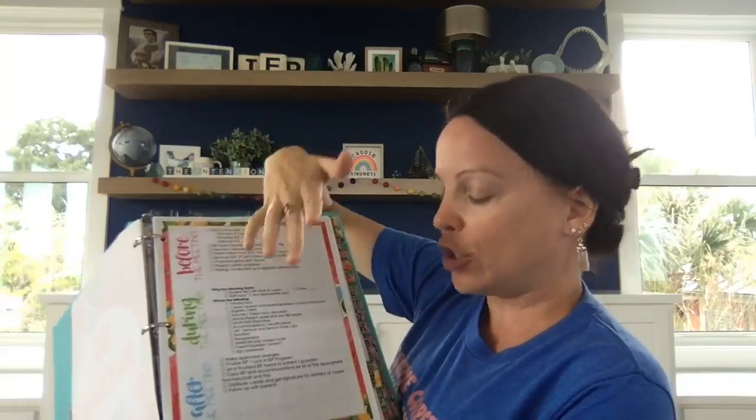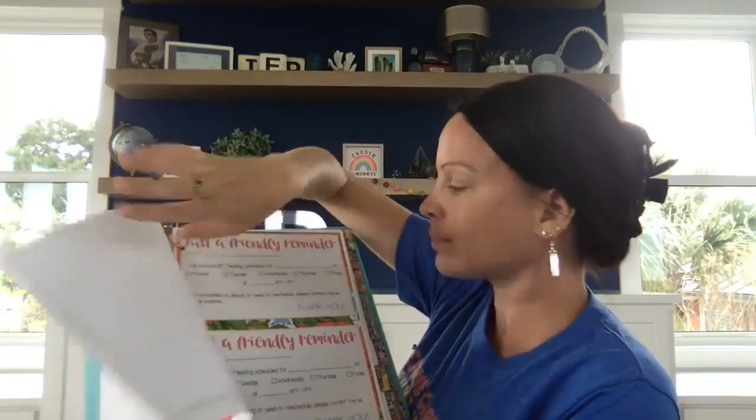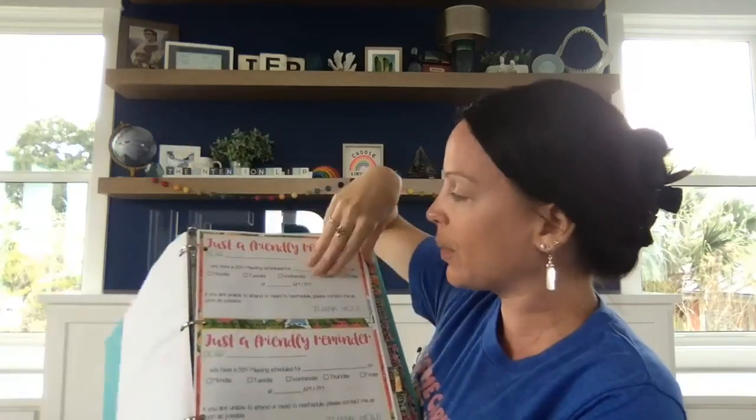What to do before, during, and after the IEP meeting. All of my friendly reminders for parents that I send home. Then I have teacher reports, my parent questionnaires, requests for assistance. This is where it gets into all the different data sheets. So I have data sheets for transition, 504, different notes pages, goals, progress monitoring for different topics, behavior data sheets.